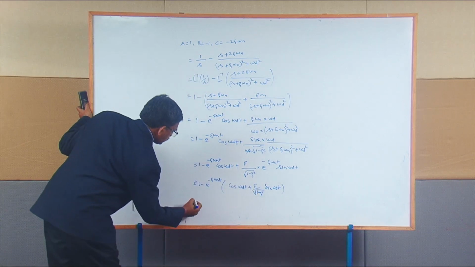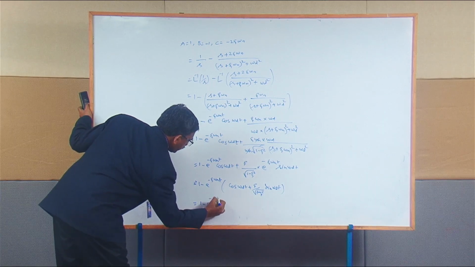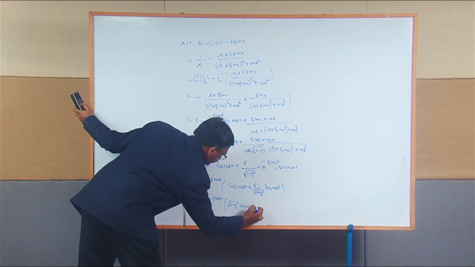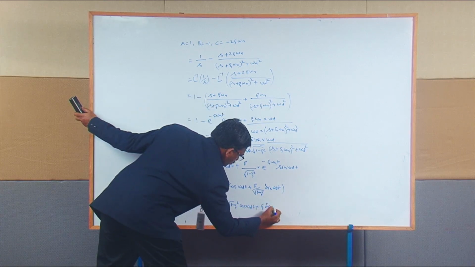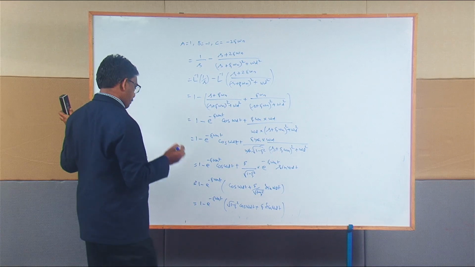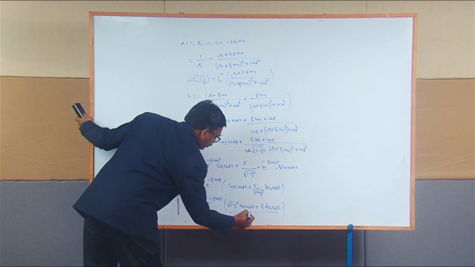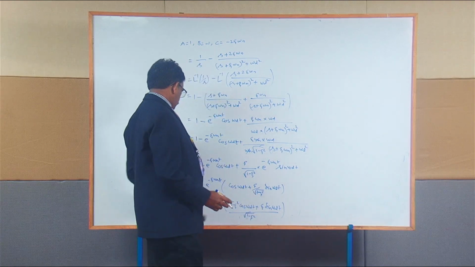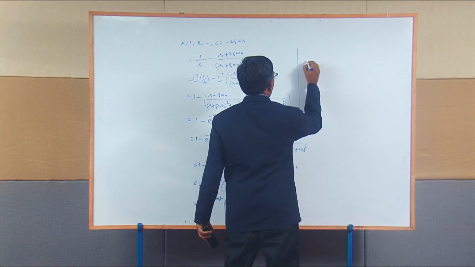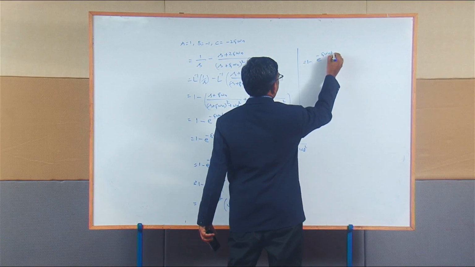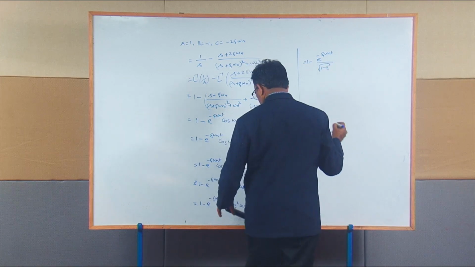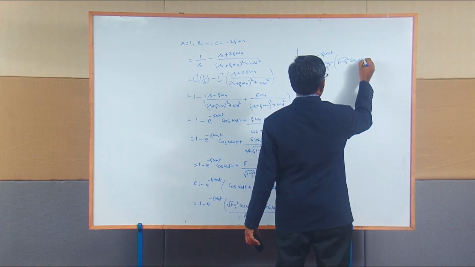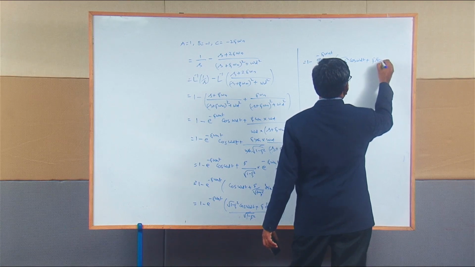So, take the LCM for this function. So, it will be 1 minus e power minus epsilon omega n t divided by square root of 1 minus epsilon square, into cos omega dt plus epsilon sin omega dt, divided by square root of 1 minus epsilon square. So, bring this term outside. It will be 1 minus e power minus epsilon omega n t divided by square root of 1 minus epsilon square, times square root of 1 minus epsilon square cos omega dt plus epsilon sin omega dt.